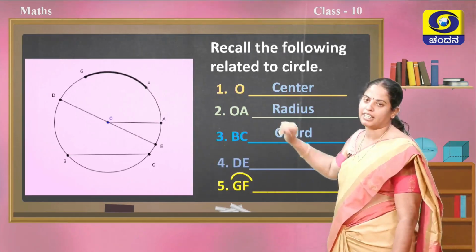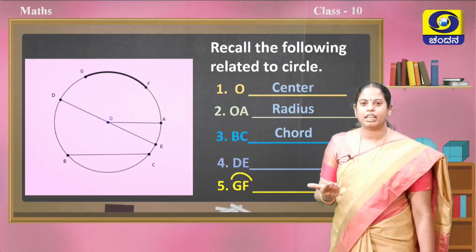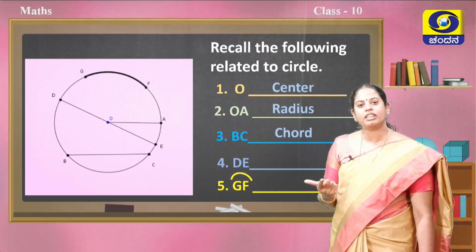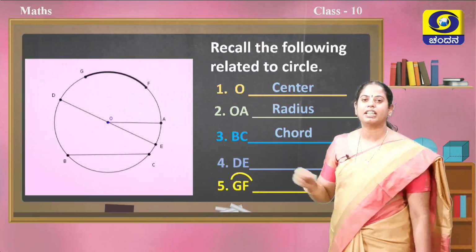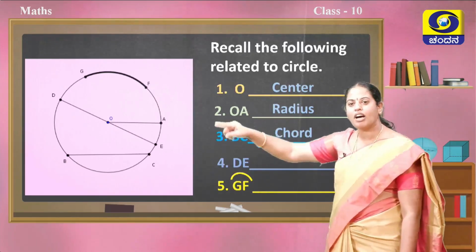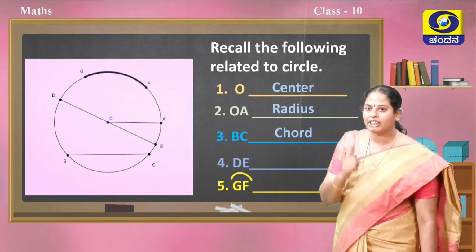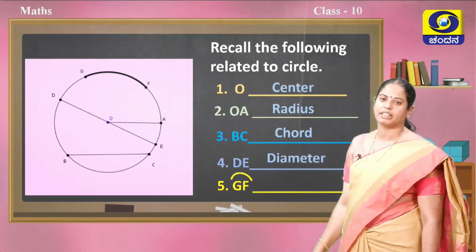It is called a chord. Next, DE. DE is also a line segment that joins any 2 points on the circle. It is also a chord, but there is a special thing in it. It is passing through the center. The chord passing through the center we call, yes, you are right, the diameter.